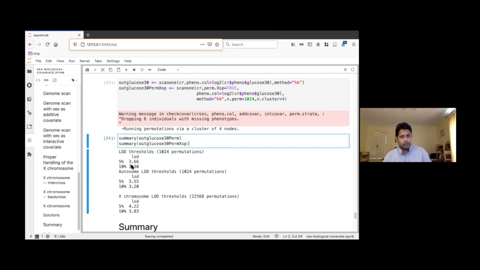The normal permutation threshold was 3.6 for the 5% threshold. Now there are 2 thresholds, one for the autosomes and one for the X chromosome. The autosomal threshold is slightly lower, and the X chromosome threshold is a little bit higher. Computationally, it approximately doubles your computational load because you need a lot more permutations on the X chromosome to get the right threshold.